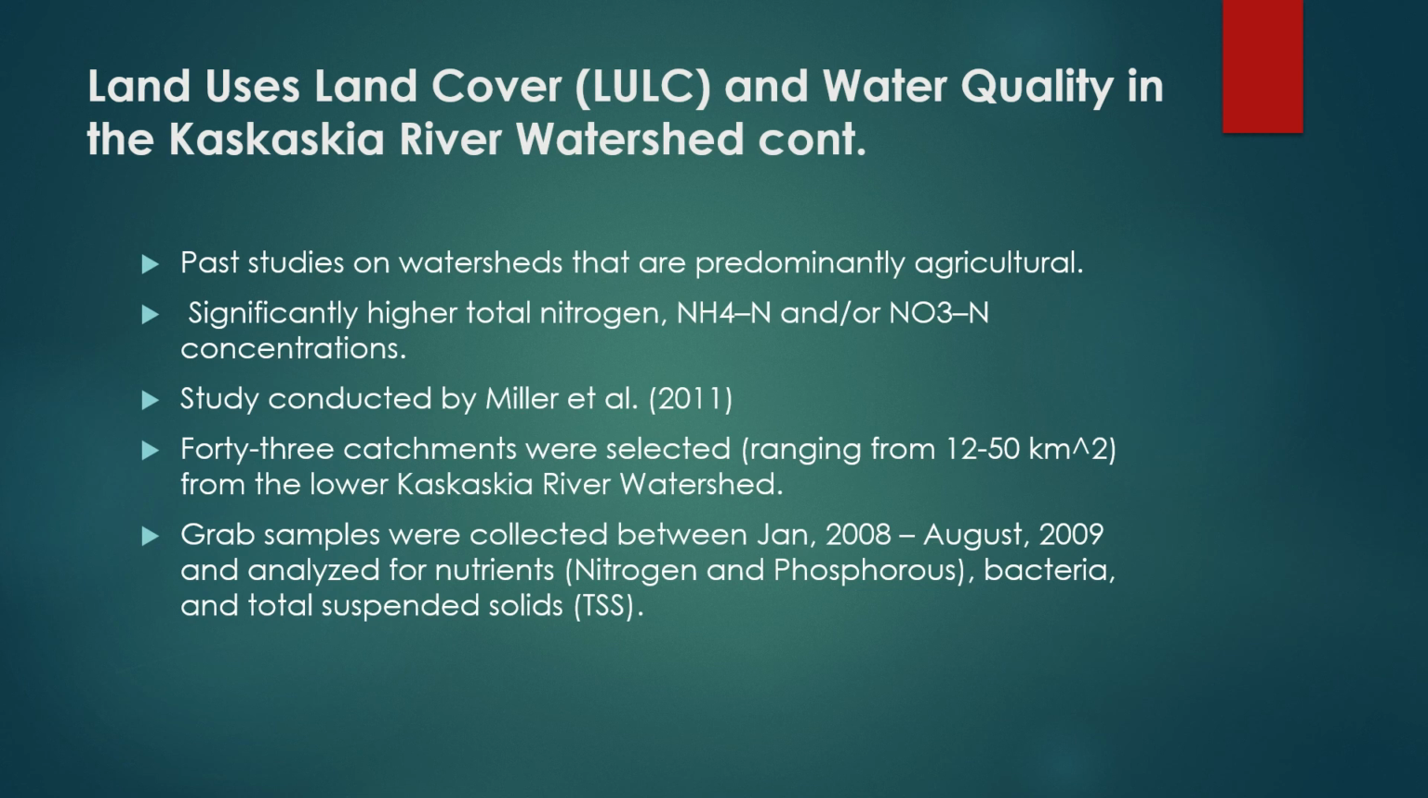Past studies on watersheds that are predominantly agricultural or cropland oriented have found significantly higher total nitrogen concentrations. One study by Miller studied 43 catchments, all selected from the lower Kaskaskia River watershed, where they took grab samples and analyzed for nutrients such as nitrogen, phosphorus, bacteria, and total suspended solids.